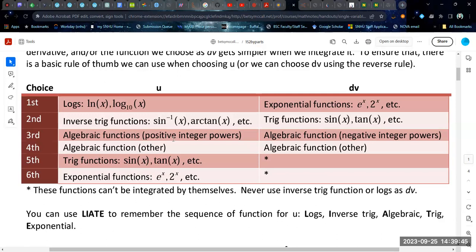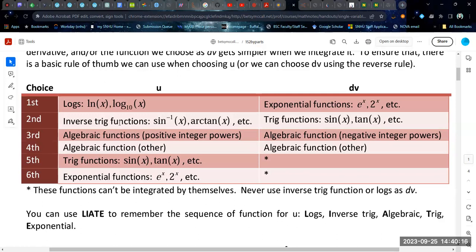So I put this table together. The first choice for u are the log functions. The second choice is the inverse trig functions. Now, there's really no ordering here. If you have a combination of log and inverse trig functions, you're not really necessarily going to be able to proceed very far. Usually in most problems, you're going to see either a log function or an inverse trig function, and those would get priority for you.